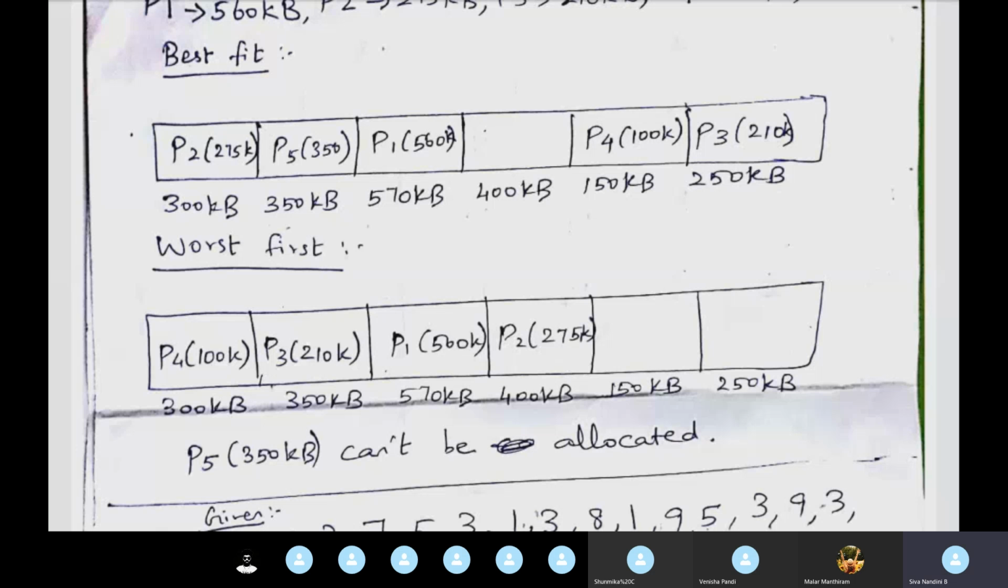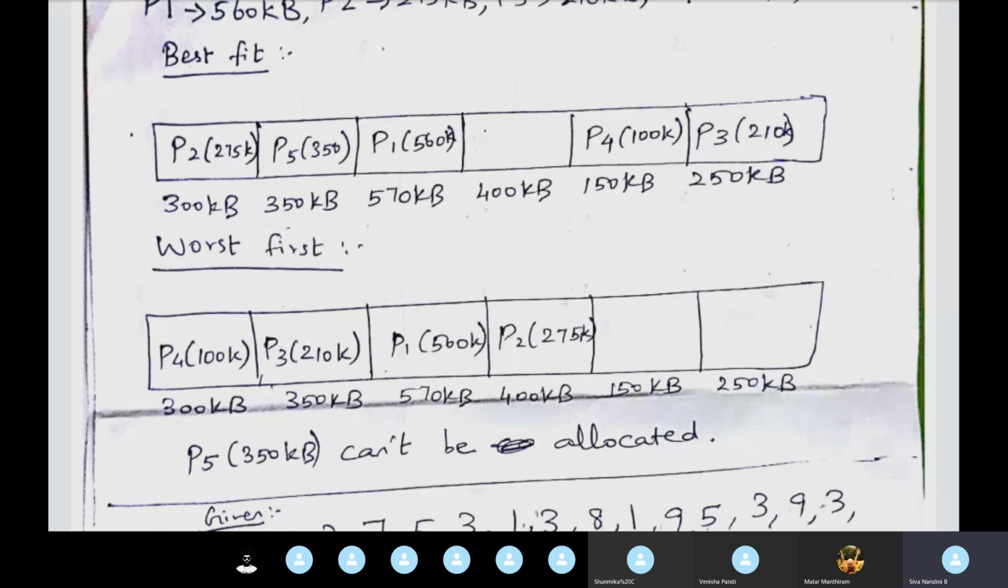And process P5 is of 350 kilobytes. The next highest partition is 250 kilobytes. This 250 kilobyte partition is not enough for process P5. We see another partition of 150 kilobytes, which is even smaller than 350 kilobytes. So we can't allocate process P5 using this algorithm.